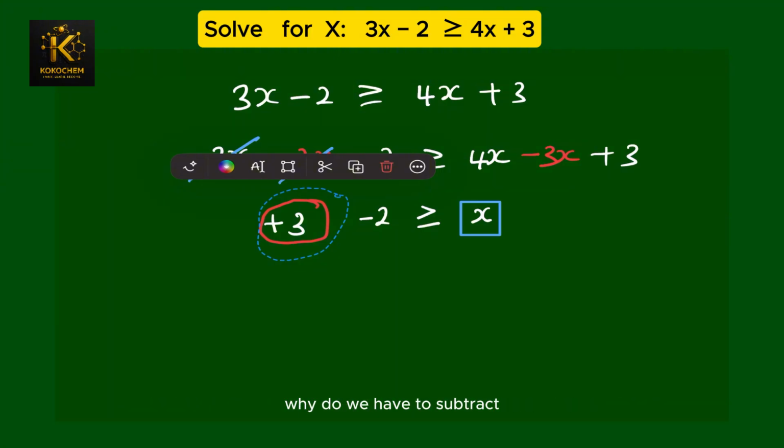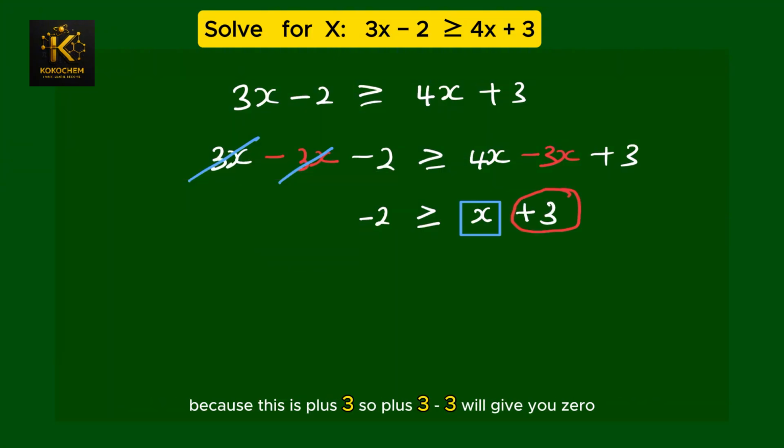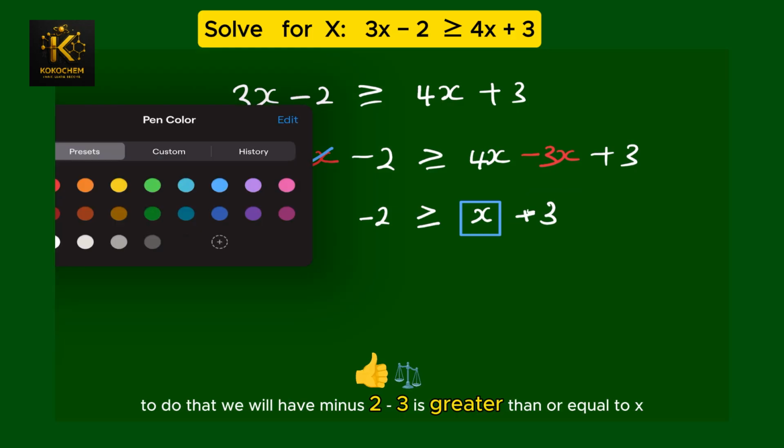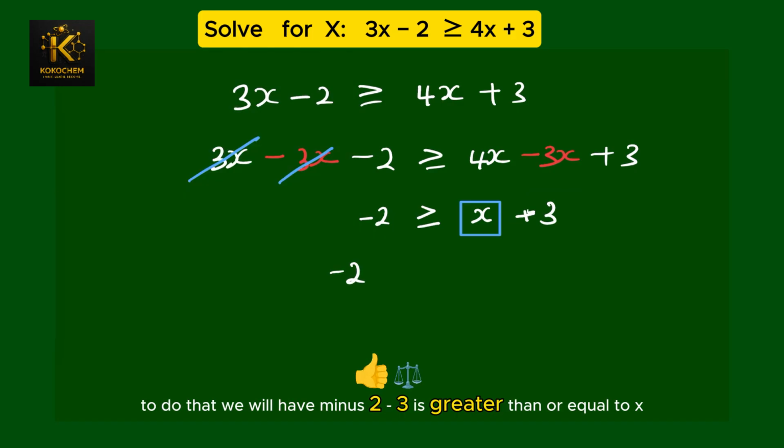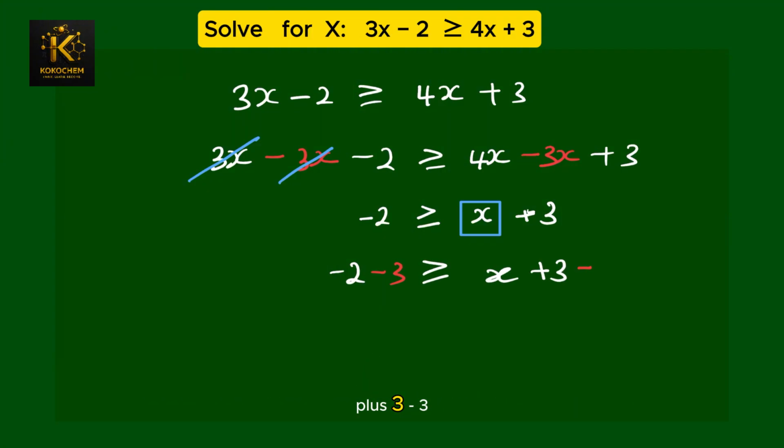Why do we have to subtract? Because this is plus 3. So plus 3 minus 3 will give you 0. To do that, we will have minus 2 minus 3 is greater than or equal to x plus 3 minus 3. Minus 2 minus 3 will give you minus 5 is greater than or equal to x. Why? Because plus 3 minus 3 will cancel out.